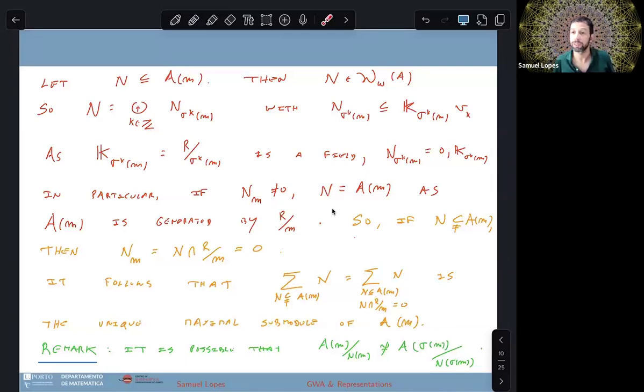And so if I'm looking for simple modules, I just need to find this unique proper submodule. A word of warning. I'm dealing with the orbit of M, and you can think, well, it doesn't matter which ideal you pick in this orbit. If you pick M or if you pick sigma of M, it shouldn't matter. Well, it can matter. This quotient associated to the ideal M may be different from the quotient associated with the ideal sigma of M. So you do need to look into this.